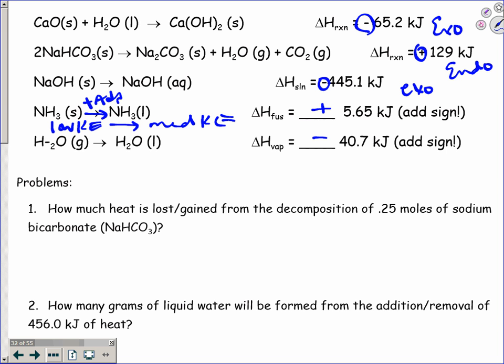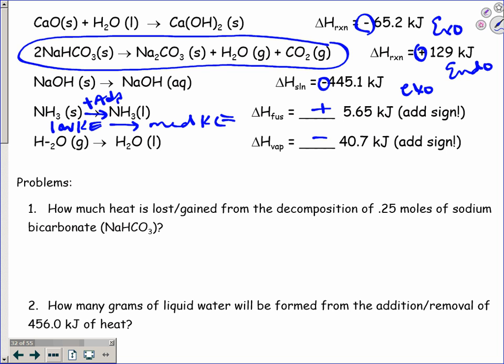Okay, so I'm just going to do one of the thermochemical questions for now. Think about first what's happening. How much heat is lost or gained from the decomposition of 0.25 moles of sodium bicarbonate? This problem is based on one of these 5 equations above. Which equation is it based on? 1, 2, 3, 4, 5. 2. How do you know that? Because this is the decomposition of sodium bicarbonate, sorry.